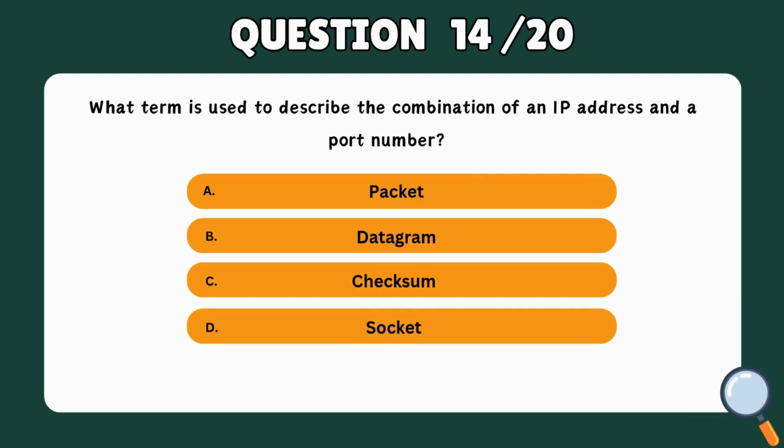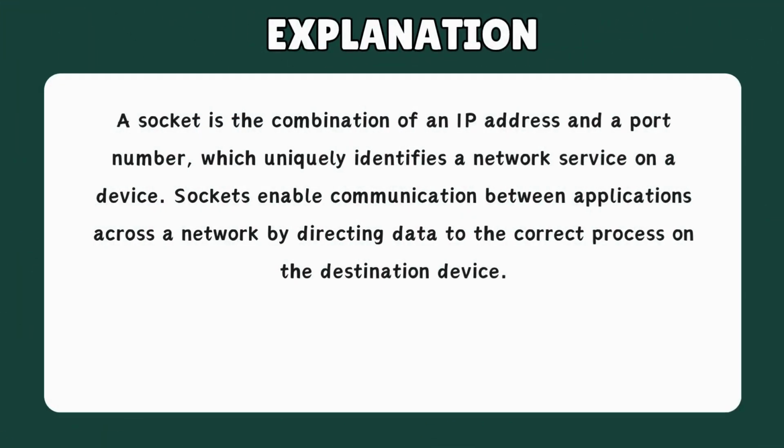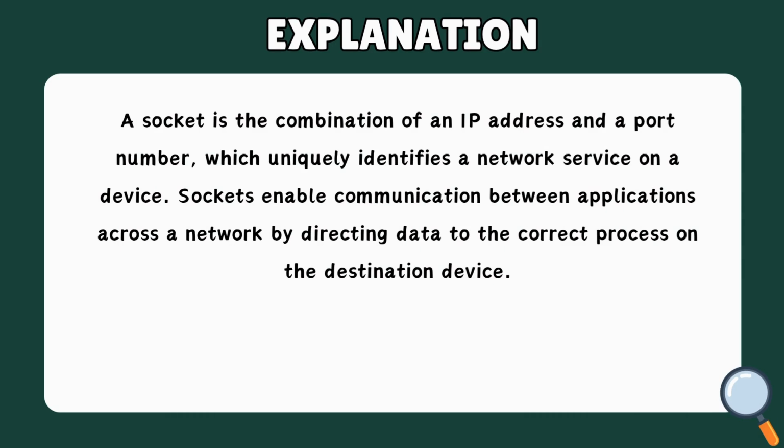Question 14. What term is used to describe the combination of an IP address and a port number? A. Packet. B. Datagram. C. Checksum. D. Socket. Correct answer, D. Socket. A socket is the combination of an IP address and a port number, which uniquely identifies a network service on a device. Sockets enable communication between applications across a network by directing data to the correct process on the destination device.